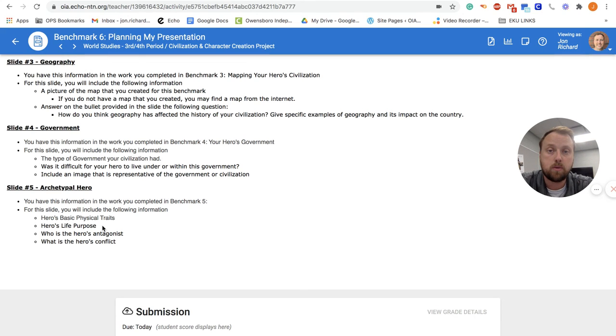What was the life purpose? It was in the second or third section, and it was labeled life purpose. So were they trying to save a city? Were they trying to help grow crops? Were they trying to overthrow a powerful person? Were they trying to save their family or someone? What were they doing? The third one is, who is the hero's antagonist? Who did you come up with? Who are they fighting against? And then you're going to explain that in the hero's conflict, which you've already written in benchmark five.